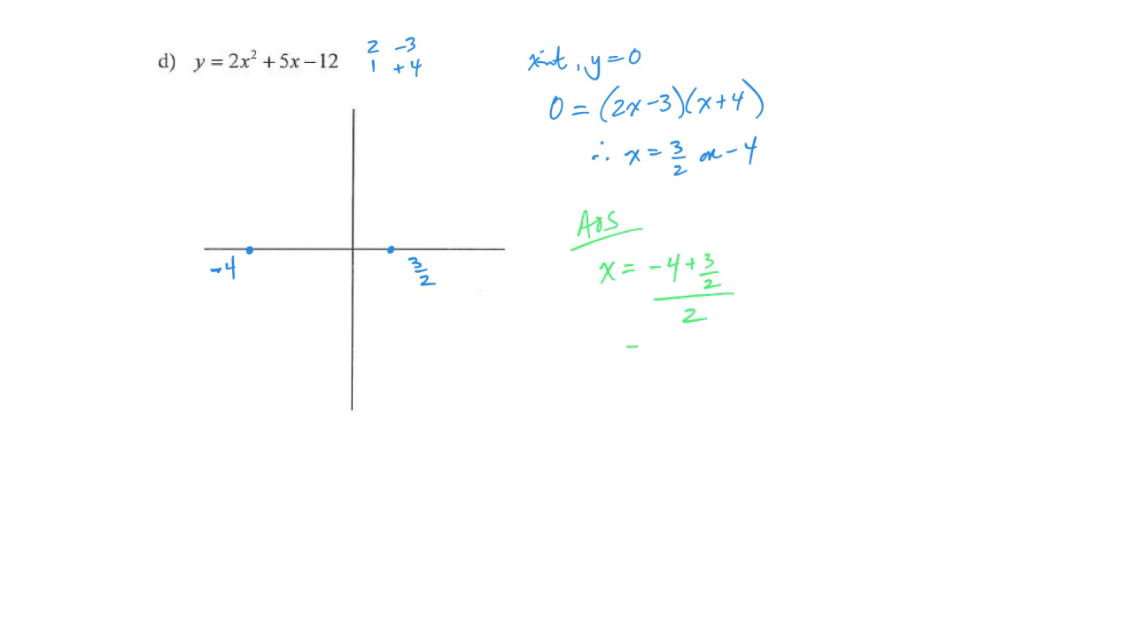So on top, I can get my common denominator. That's going to be a -8/2 plus 3/2 all over 2. That means I have a -5/2 divided by 2. That's a -5/4. And that's reasonable. To be right in the middle of -4 and 1.5, I'm going to be like -1.25.